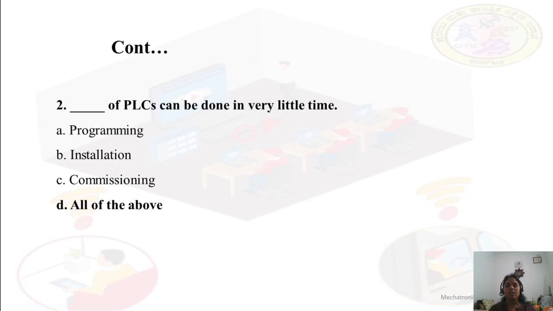And the second one: dash of PLCs can be done in very little time. A, programming. B, installation. C, commissioning. D, all of the above. What is the answer? Programming of PLCs can be done in very little time. Installation also we can do, then commissioning. So the answer is all the three. Programming, installation and commissioning of PLCs can be done in a very short time.